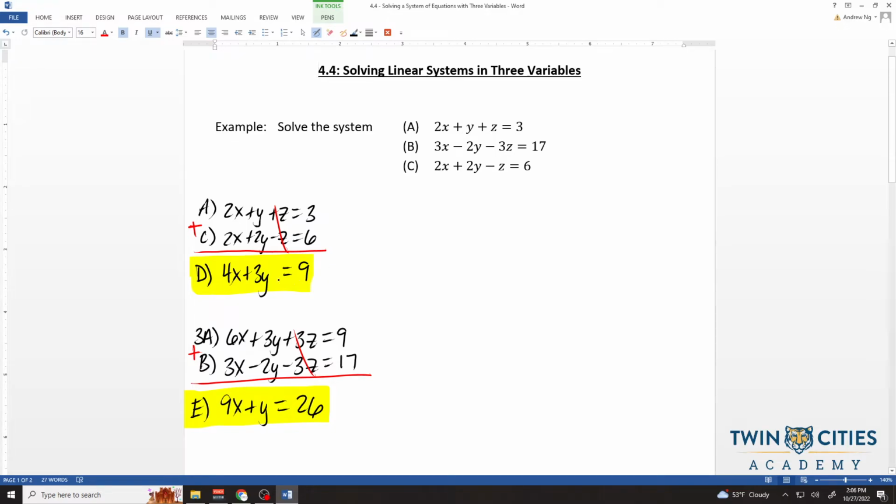If I've got equation D is 4x plus 3y equals 9, and equation E is 9x plus y equals 26, then I can solve this by multiplying E by 3 and matching up 3y with 3y. So let's do that over here. D is 4x plus 3y equals 9, and we'll do 3 times E. So that means 3 times everything in this equation. 9 times 3 is going to be 27x. Plus 3 times y will make 3y. And then 26 times 3, that's going to make 78.